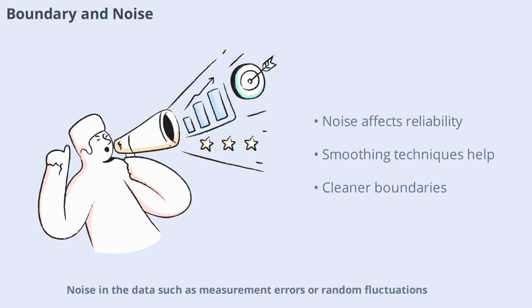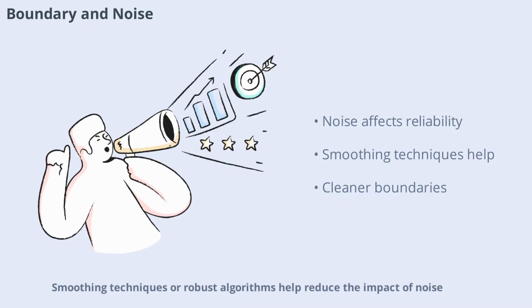Noise in the data, such as measurement errors or random fluctuations, can make decision boundaries less reliable. Smoothing techniques or robust algorithms help reduce the impact of noise, resulting in cleaner boundaries.